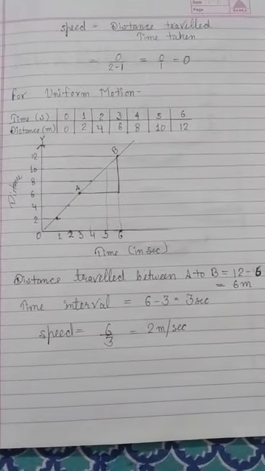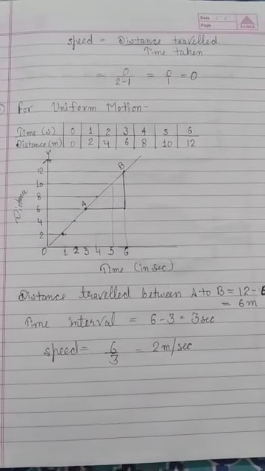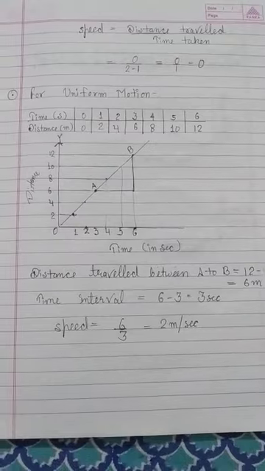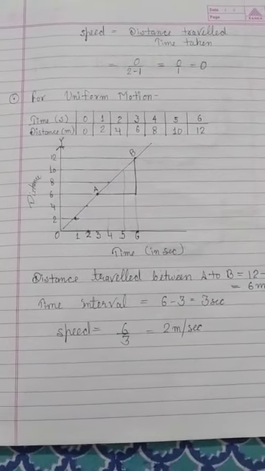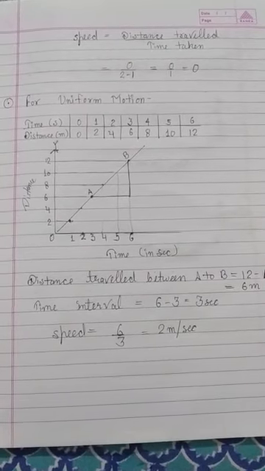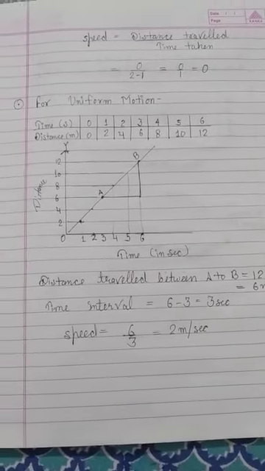So this is very important. Whenever such kind of graph is drawn, this shows the body in uniform motion. And we can find out the speed with this graph. ऐसे ग्राफ से हम speed की value find out कर सकते हैं.